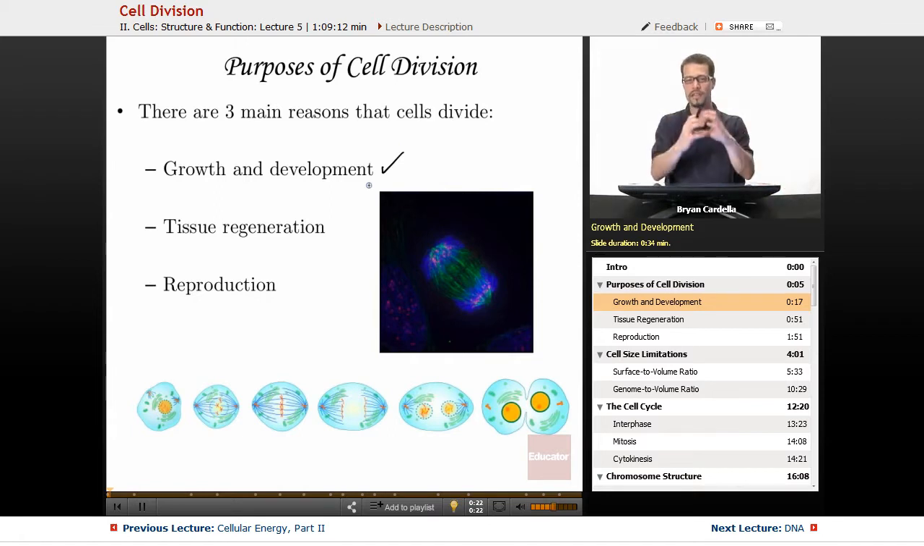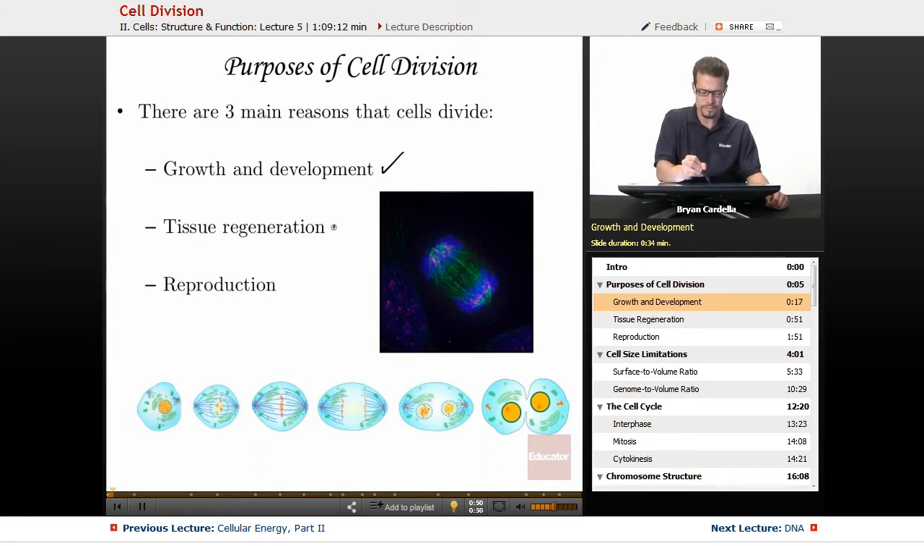Obviously, to get from one cell, the first cell of life, to 100 trillion cells as a developed organism, you've got to have cells dividing to make more cells. Not only is it growth, getting from that first cell, the zygote, to all the cells you have now, but it's also development. Getting those cells to become your liver, your heart, your muscles, to develop into the different tissues and organs of the body. So cell division definitely accounts for that.